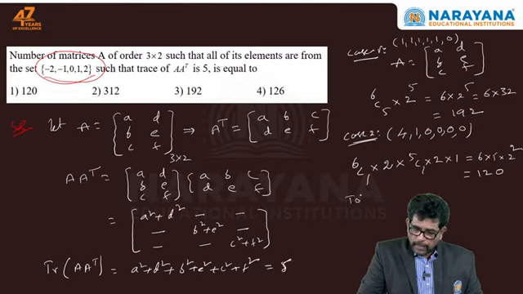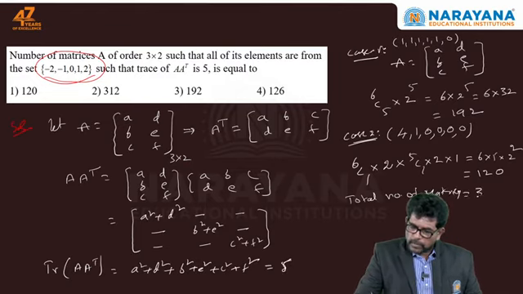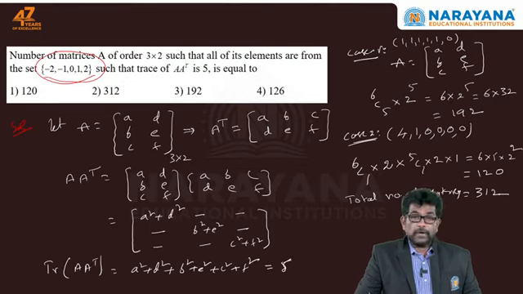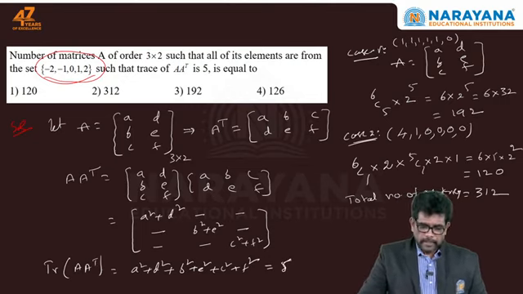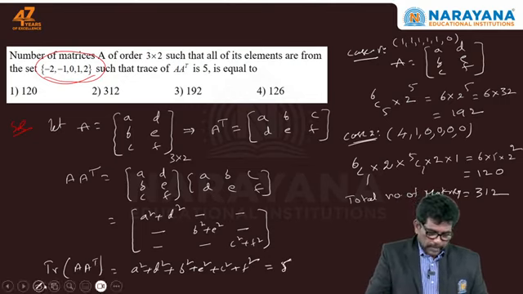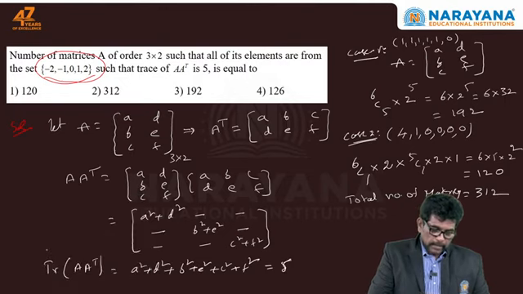Therefore, the total number of matrices is equal to 312. The total number of matrices is 312. So, option B is correct.